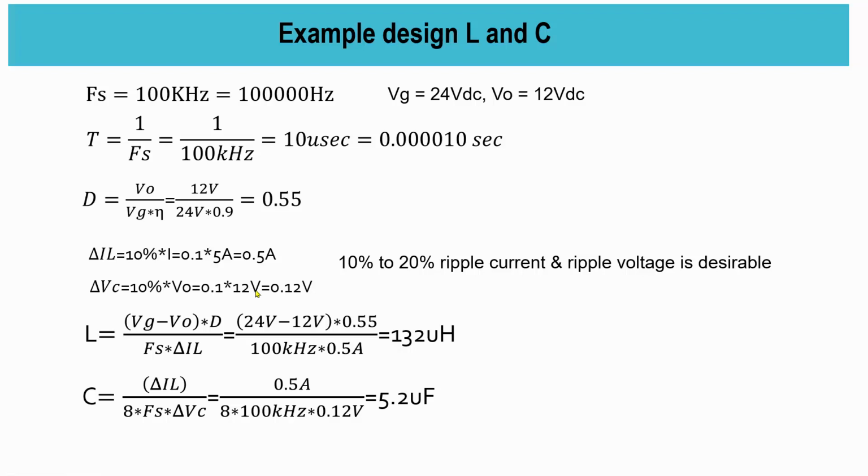Those are the two parameters that you need to design. The ripple voltage is important. Some designs could go down to 5%, depending on the requirements of the circuit. From those, I will calculate my L, and the result is 132 microhenry. And for C, I will get 5.2 microfarad.